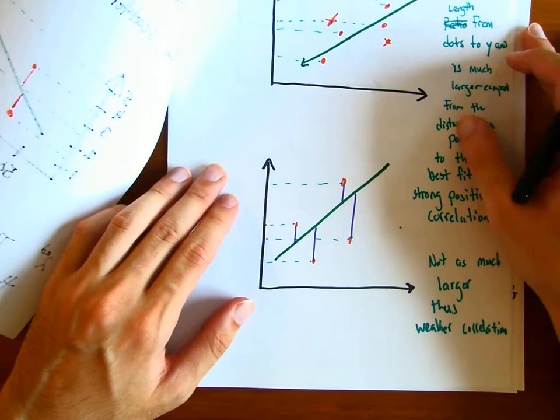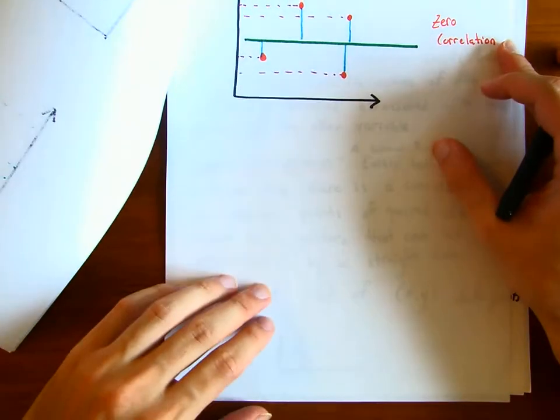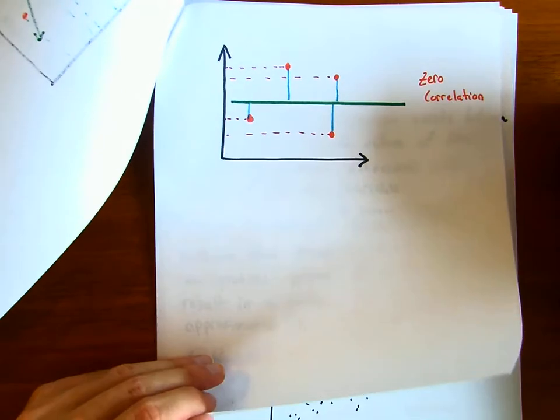What did I write over here? This is not too important. And here, notice within this example, there is 0 correlation.